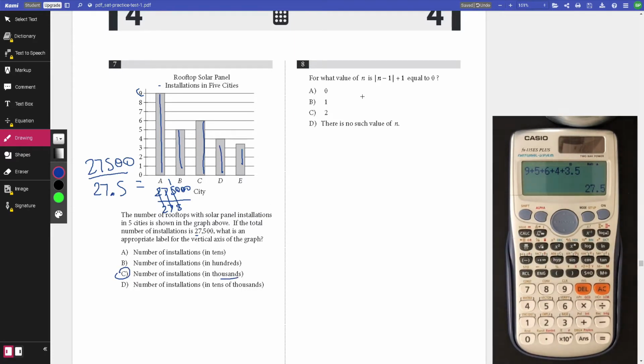Number 8. For what value of n is the absolute value of n minus 1, and then plus 1, equal to 0? So we're given this, and if we subtract 1 on both sides, we get this, and we know that absolute value can never equal a negative number, so there's no such value.